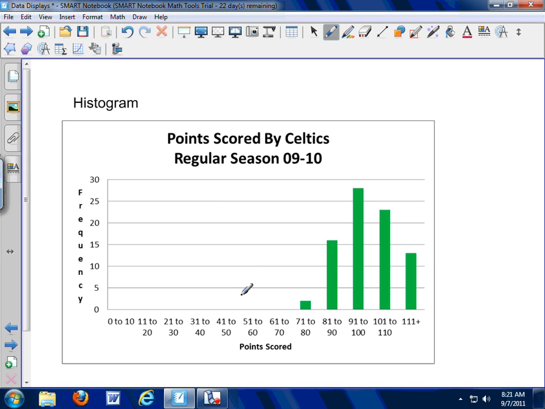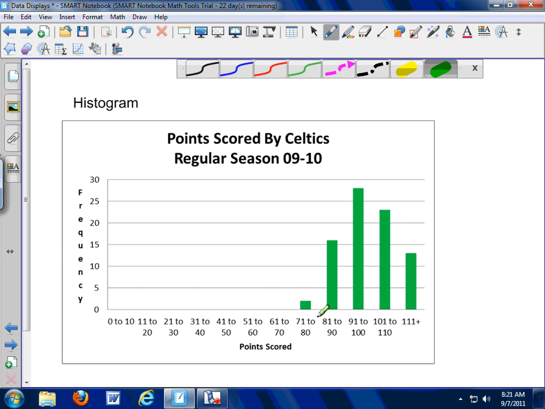Okay? That's something different, like the histogram. And this really isn't a histogram because it's missing a key feature. But for a histogram, what we've done is bunch up the data, and now I've got the points scored by the Celtics in the regular season. So that's like 82 games, so 82 pieces of data. I wouldn't want to make a stem and leaf plot with 82 numbers. I certainly wouldn't want to make a number line plot that goes from 71 to 111.